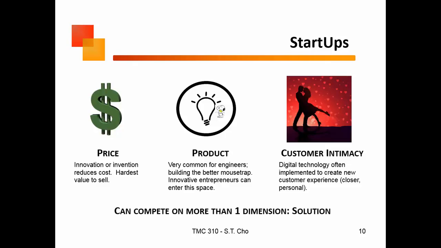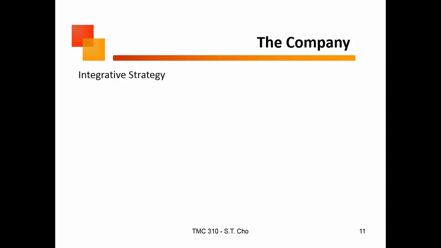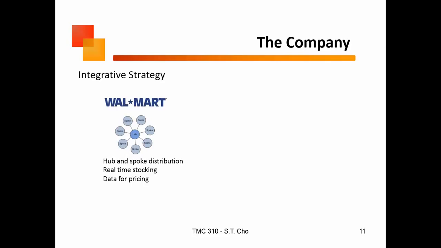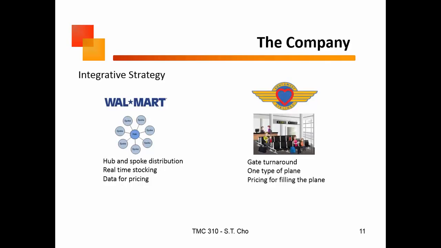Anyway, I digress. In terms of your company, good companies have what's called an integrative strategy, and that's that every last little piece of your company relates to something that you're trying to do. For example, Walmart, they're the low-cost provider. They do real-time stocking. They look at data for pricing and change in real time. Not only that, but they're the first ones to come up with hub and spoke distribution.